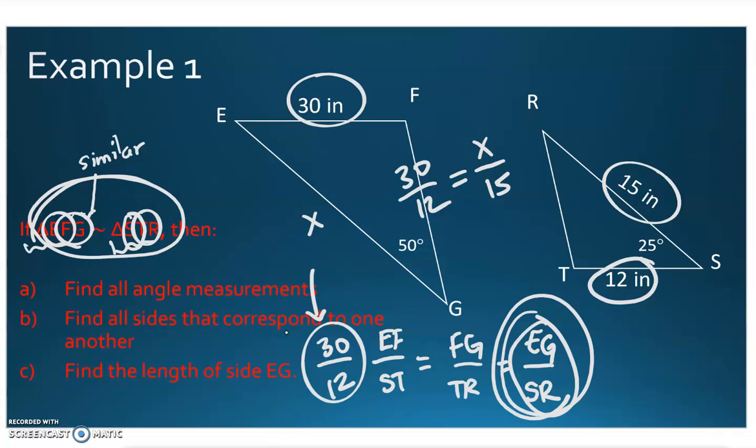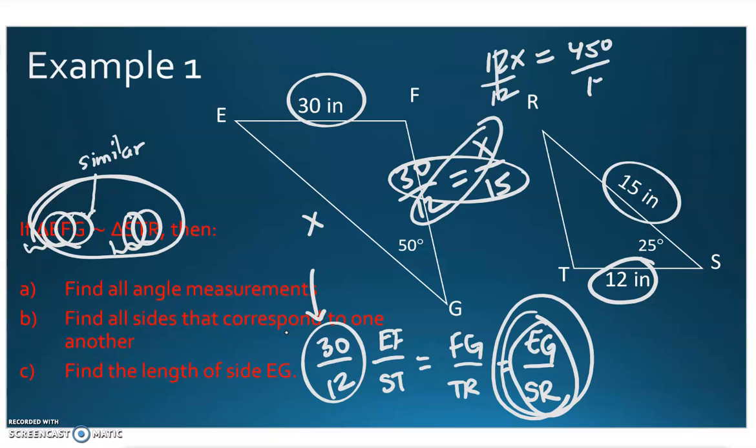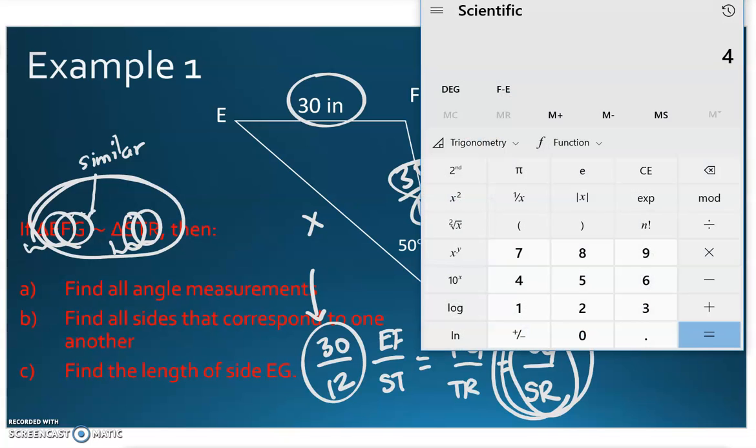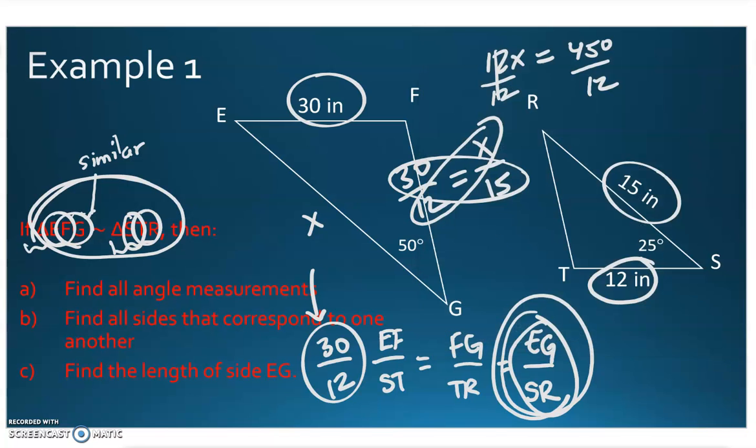So notice now that we've done that, we're going to solve this by cross multiplying, like you've been taught. So 12 times X is 12X, and then 30 times 15 is 450. And then we're just going to divide by 12 on both sides to find that missing side length. So let's see what 450 divided by 12 is. That would give me 37.5. So we can then say EG is equal to 37.5 inches. And that's how you would find any missing side length that it asks you to find.